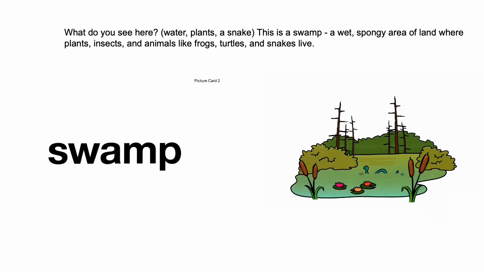What do you see here? Water, plants, a snake? This is a swamp. A wet spongy area of land where plants, insects, and animals like frogs, turtles, and snakes live. Let's say swamp together. Swamp.